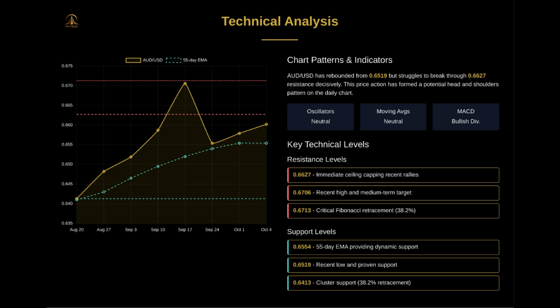Key resistance levels to watch include 0.6627, 0.6706, and the critical Fibonacci retracement at 0.6713. Support is found at the 55-day EMA, 0.6554, the recent low of 0.6519, and the cluster support at 0.6413.